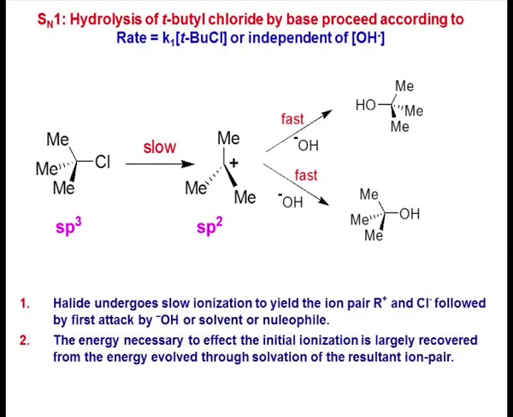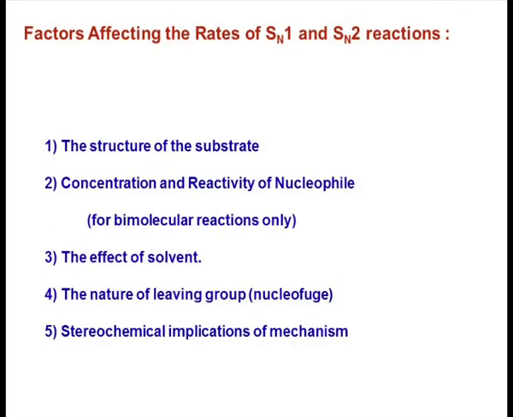Halides undergo slow ionization to yield the ion pair R plus and Cl minus, followed by fast attack by OH minus or solvent or nucleophile to give the substrate. The energy necessary to effect the initial ionization, always this energy balance is important, is largely recovered from the energy evolved through solvation of the resultant ion pair. So, this is happening in an SN1 type reaction.